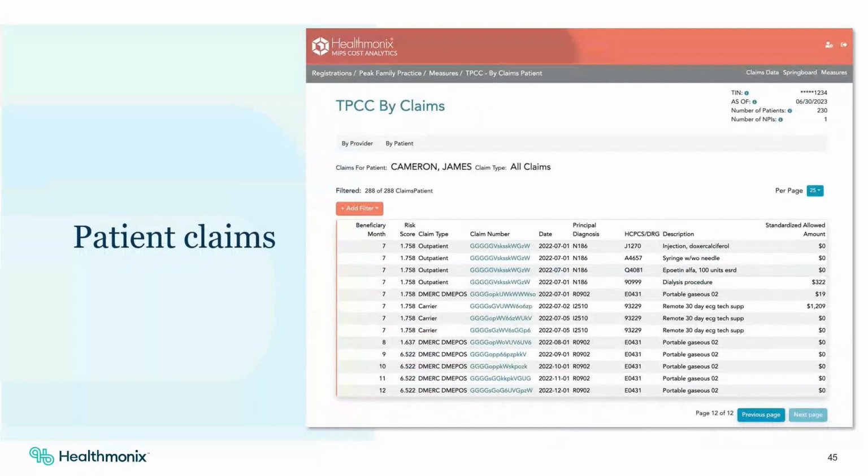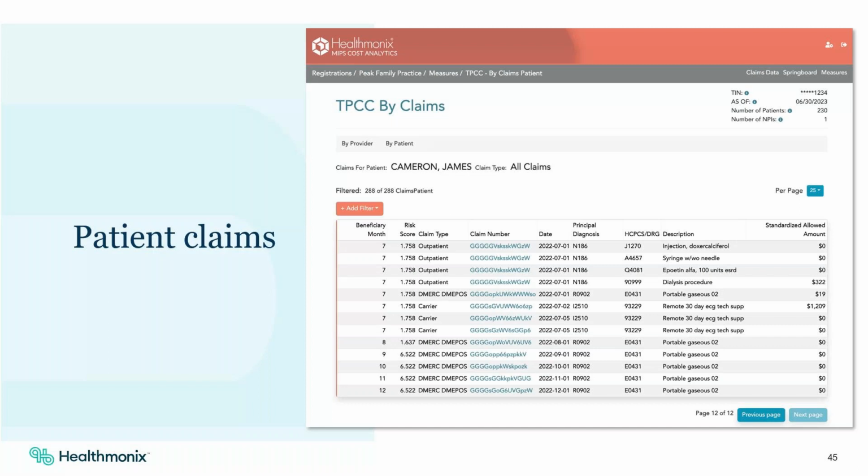So when I look at all claims for this patient, I'm seeing, again, every claim type, as well as the risk score associated with that beneficiary month, and then a description of what services were provided in that claim, and the date of performance, and the standardized dollar amount for that cost. So I think, do we want to talk here about this specific case with what we see here from month?